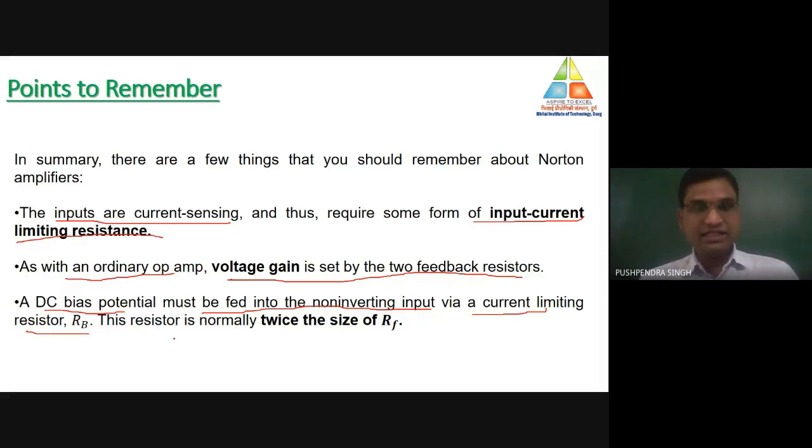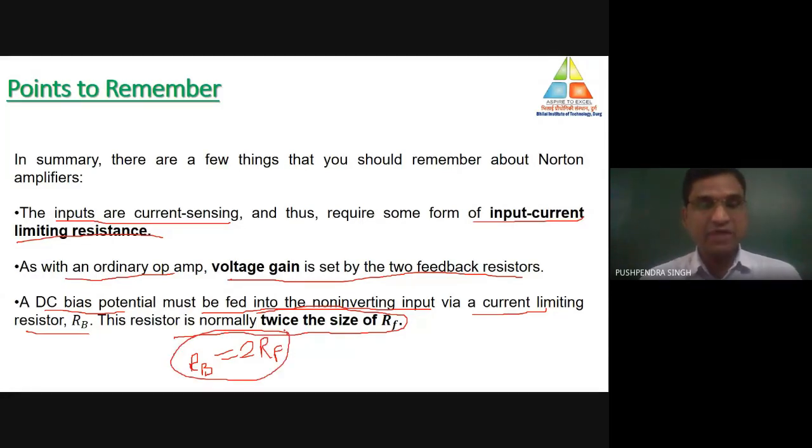And this resistor is normally twice the size of RF. So what is this RB? That's why we have written over there, RB is equal to twice of RF. This thing should be remembered: RB must be equal to twice of RF. If you remember these concepts related to the Norton's amplifier, you may easily work with it. So this is all about the Norton's amplifier.